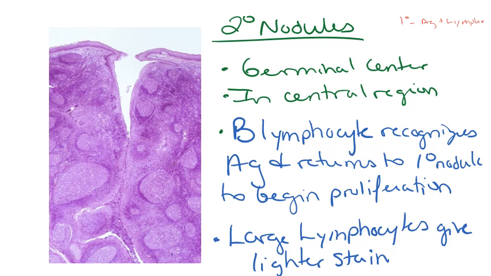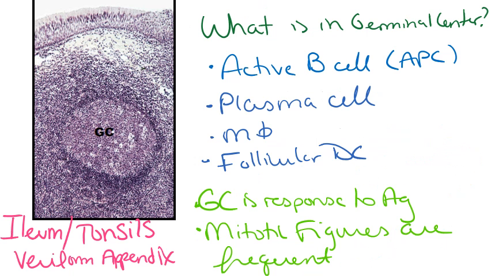So after they built the house, that's when it becomes a secondary nodule. This is a full-blown germinal center. It has a central region, and the B lymphocyte recognizes the antigen, returns to the primary nodule, like I said, to begin proliferation. And that's the beginning of our primary to secondary nodule transition. And large lymphocytes give lighter stains, which we'll see right here. And that's going to be our huge B cells, our huge lymphocytes that are actually growing and dividing in order to combat the antigen. And follicular dendritic cells.